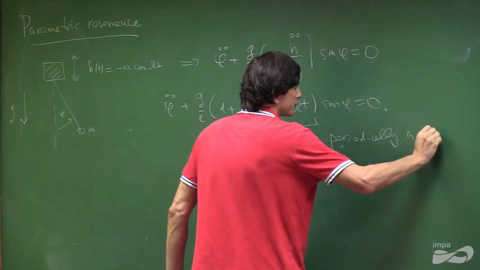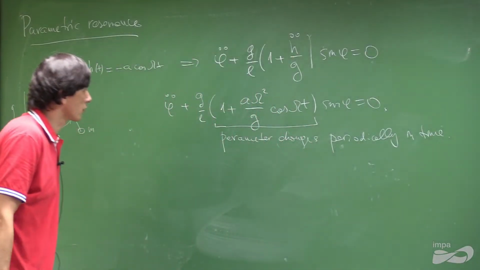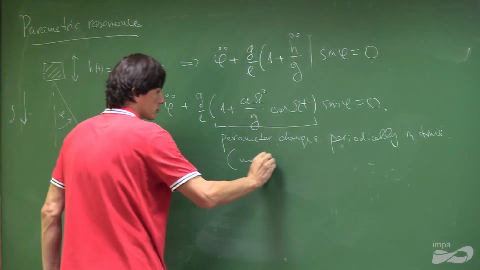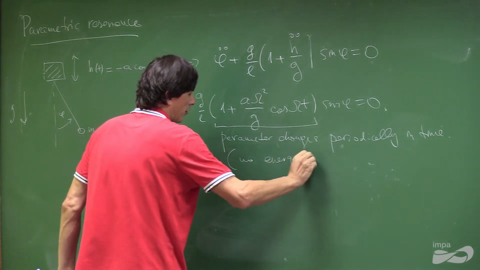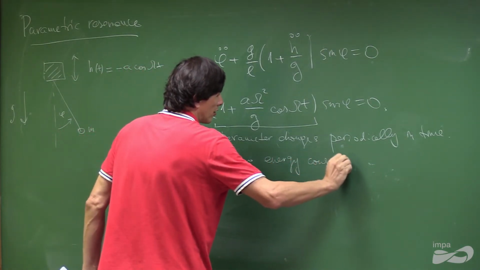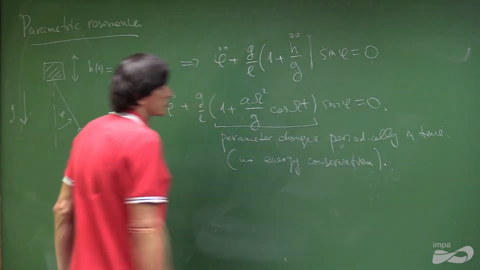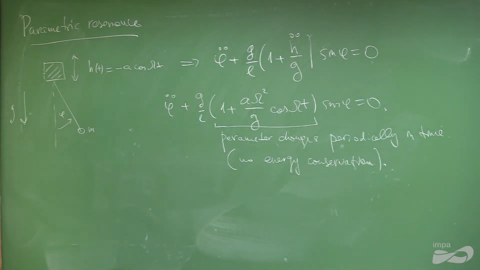So automatically, of course, you have no energy conservation. Remember, the energy conservation required that the Lagrangian does not depend on time. You can write the system with a Lagrangian, but the Lagrangian will depend on time. So there is no energy conservation. Okay, so this is a system we want to see, and there are other examples.